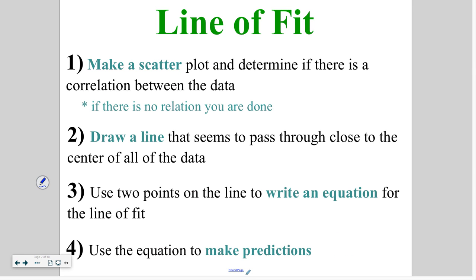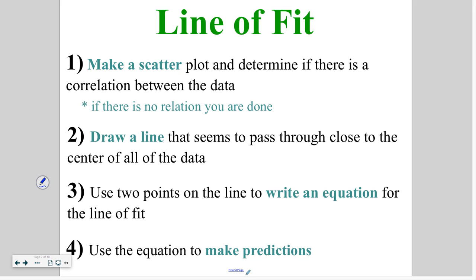The other thing that we're going to do in this lesson is making a line of fit. The first job that you have is to make a scatter plot and determine if there is a relationship. If there's not a relationship between the data, then you're done. You can't make a prediction if there is no relationship. If there is a positive or negative relationship, you're going to draw a line that seems to pass close through the center of all of the data points. Once you have that line, you're going to pick out 2 points on the line and write an equation for that. And then you're going to use that equation to make predictions.